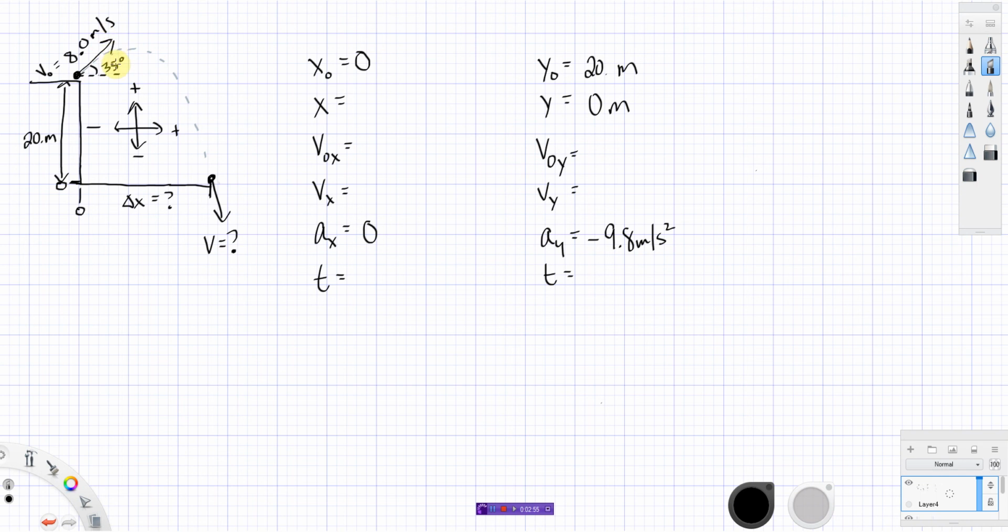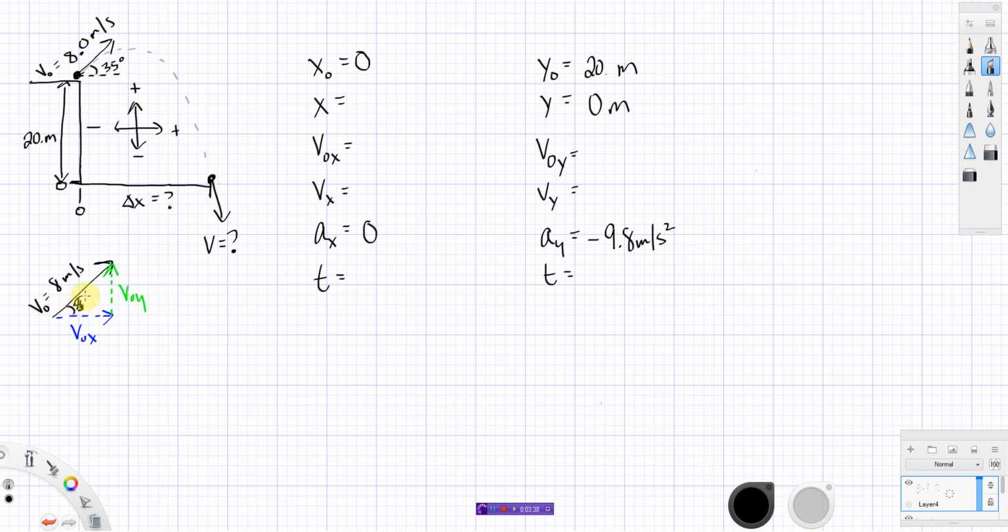I need to split that up into its x and y components. So to do that, I'm going to make myself a little bit bigger triangle. If v naught is 8 meters per second this way, then v in the x direction would be this side of the triangle, and v in the y direction would be this side of the triangle. So this would be v naught y, the other one's v naught x. Okay, and I have the angle of 35 degrees right here.